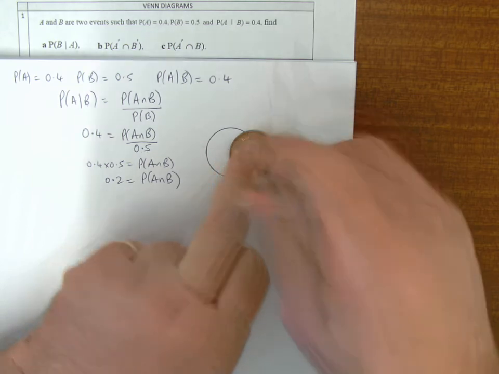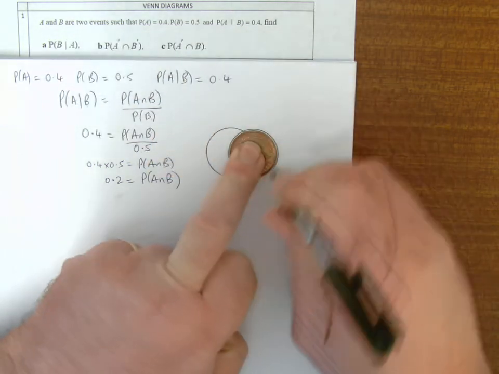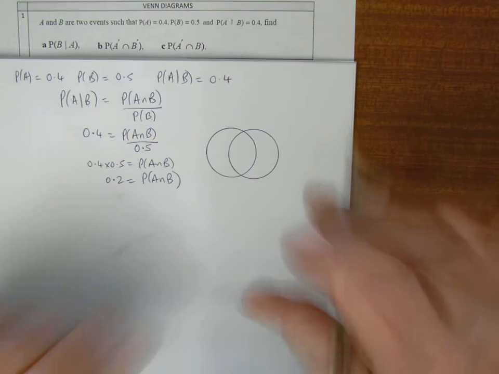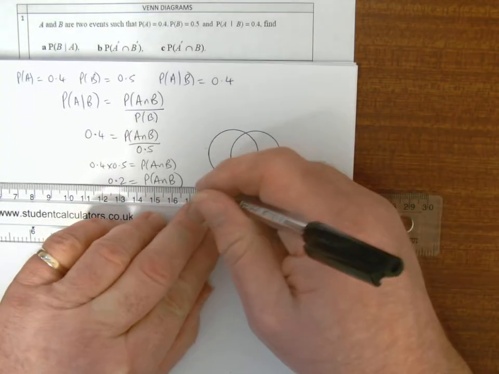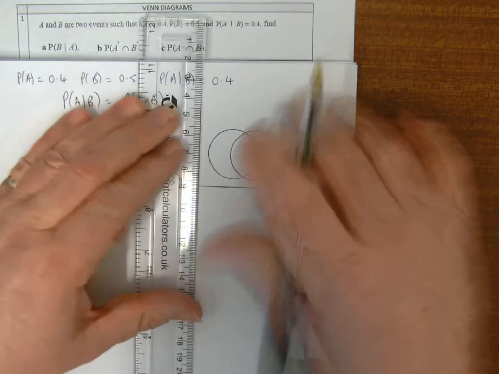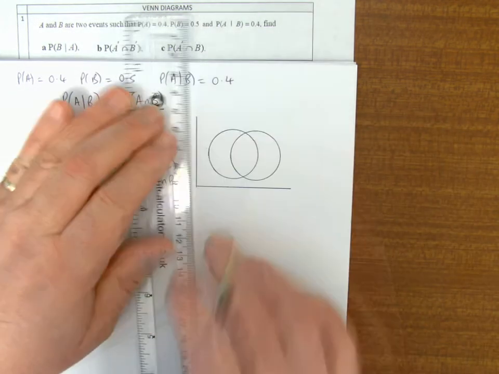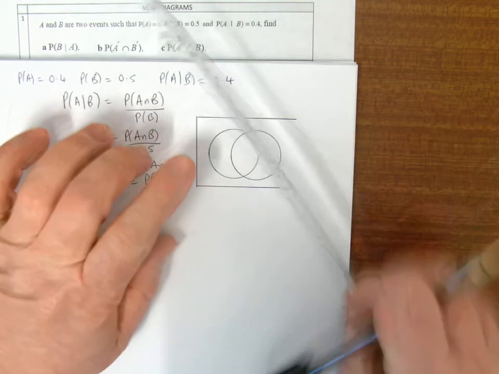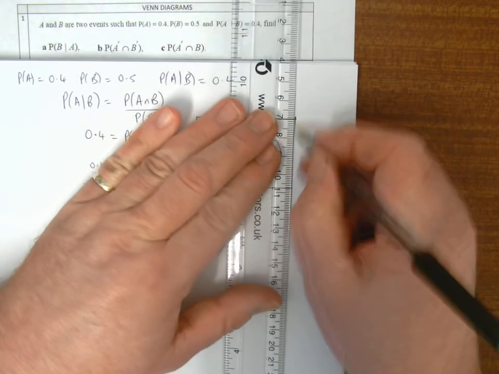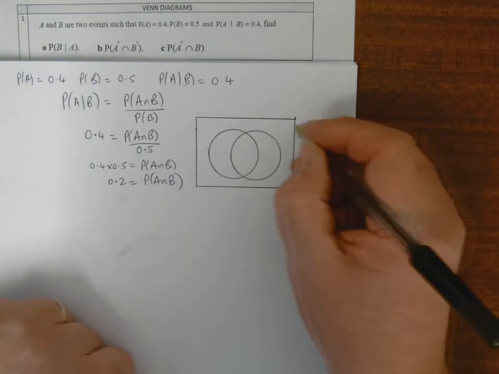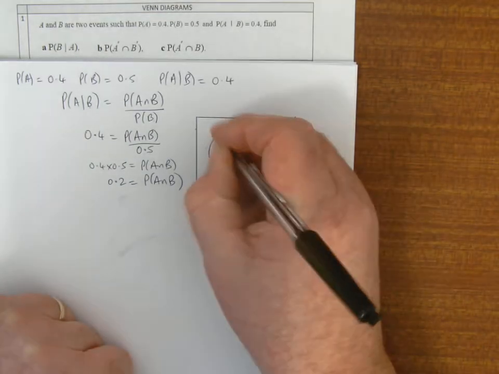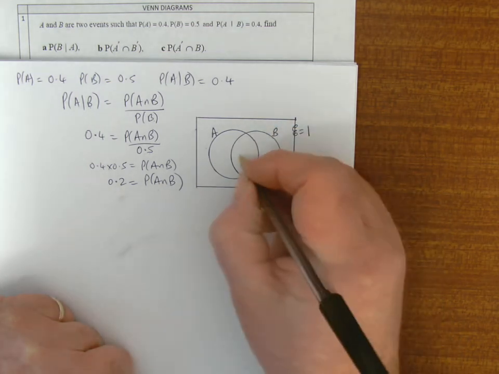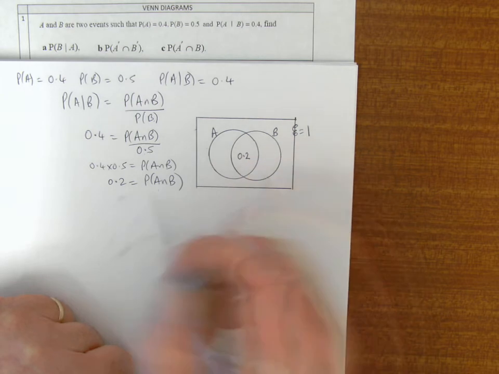Circle A. Circle B. And then the rectangle, which contains all the possible probability, which would be everything inside that rectangle, has to add up to 1. So that's the universal set, is 1. This circle A, circle B. So I've just calculated the intersection to be 0.2. So that value is 0.2.